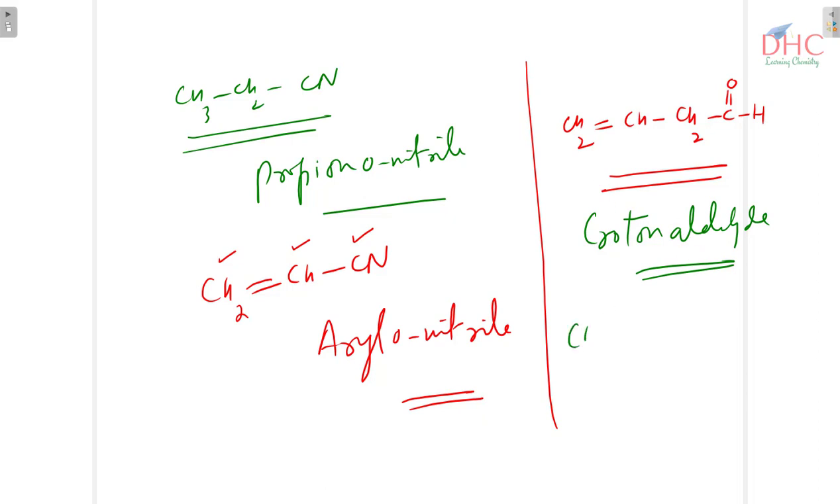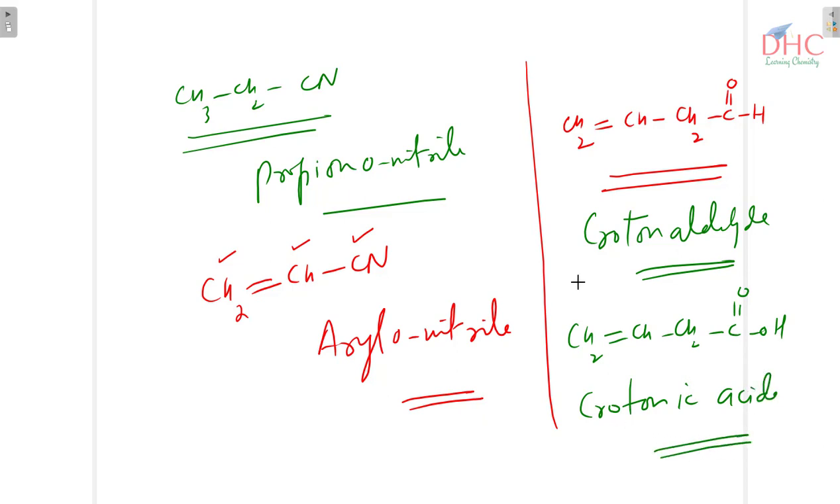And again one more example, CH2 double bond CH single bond CH2 single bond C double bond OH. So there's again 4 carbon atoms and 1 double bond, so it's having the prefix croton. And there is carboxylic acid group, the suffix is ic acid, so it's crotonic acid. I hope you understand it. So this is how you can name these compounds once you remember the prefixes and the suffixes of all these functionalities.